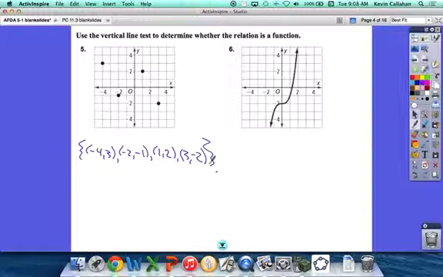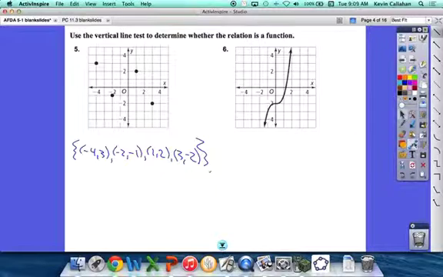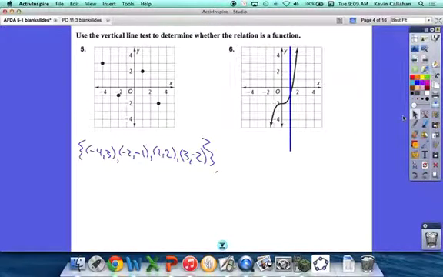Try to imagine, could you draw a vertical line anywhere in there and have it cross that graph in more than one spot? In just what we're looking at there, let me do this blue. Here's a vertical line. Are you talking about these here? No, don't connect the dots. It's just those points. Look at this here. Is there any place I could move this line?